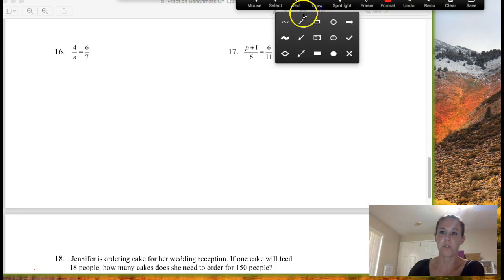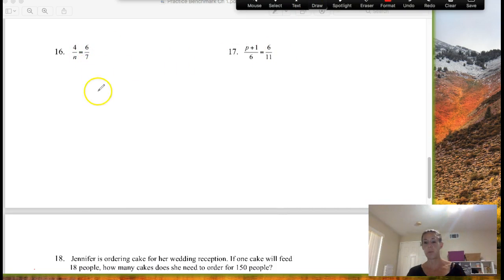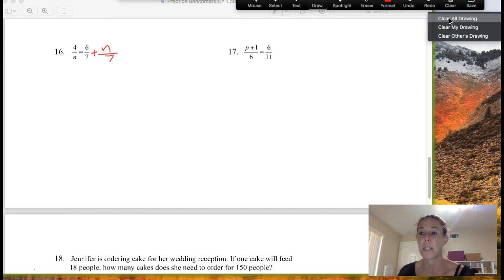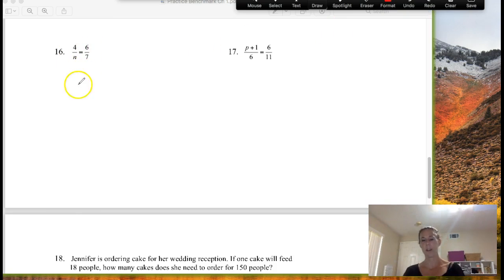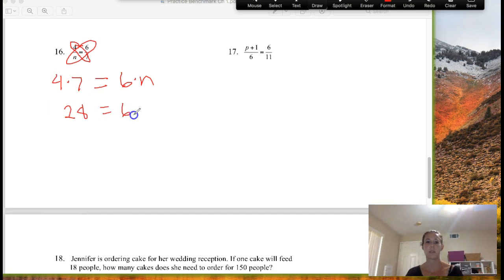Okay, when you've got two fractions equal to each other, you use the simple method of cross multiplying. Now, if this was like plus n over 7 and it was a whole other fraction on one side, you wouldn't be able to do that. You would have to multiply both by the common denominator. But here I have a fraction equal to a fraction, so cross multiply. I'm going to cross 4 times 7, and that's going to equal 6 times n. And solve that. 4 times 7 is 28. That equals 6n. And then your last step is to divide both sides by 6.